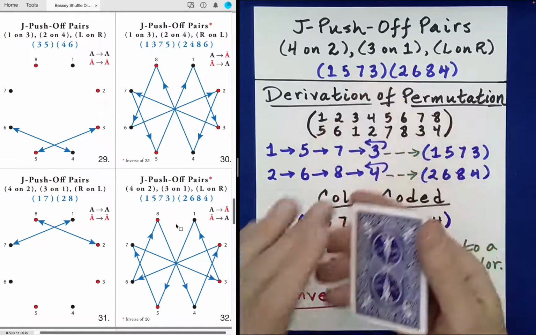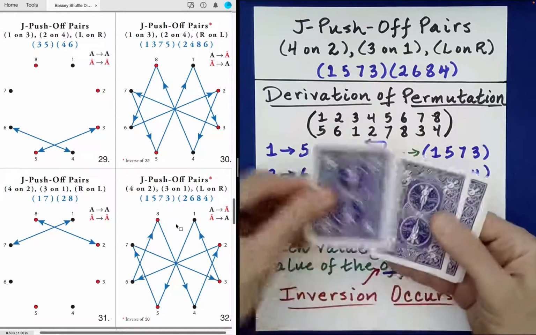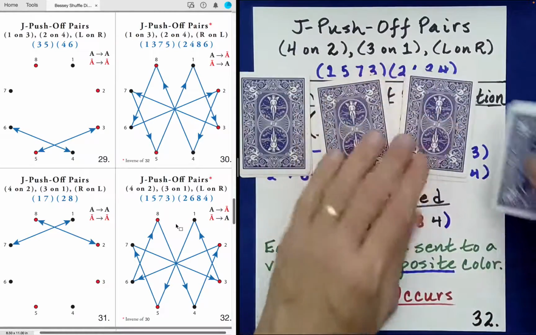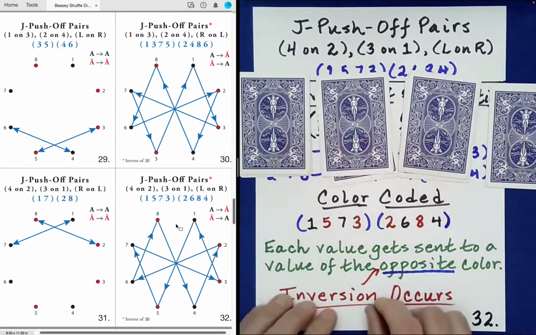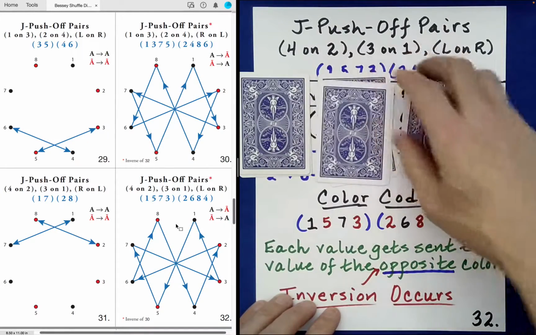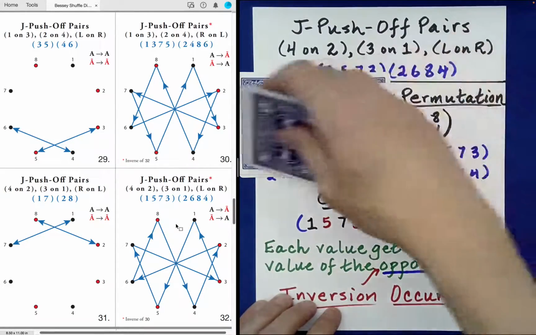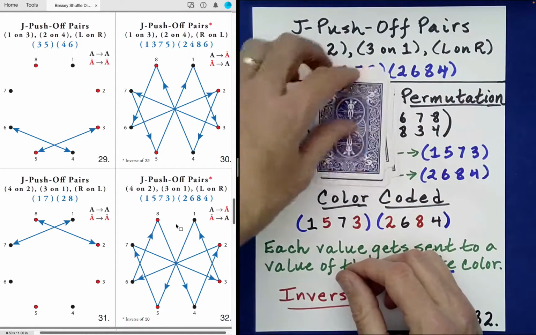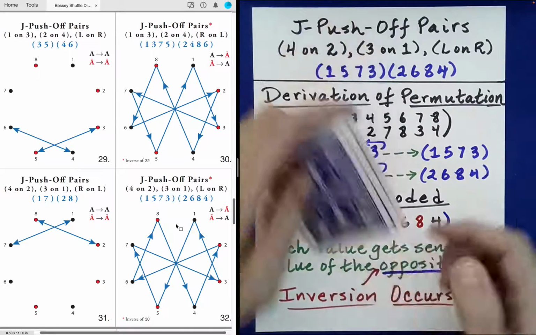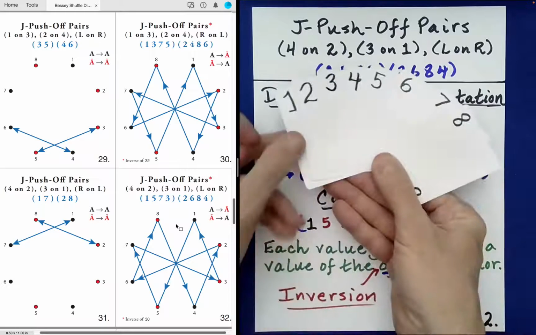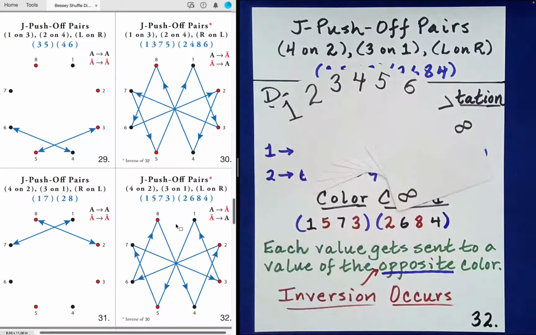So shuffle 32, we begin the same. We push off pairs. But this time the stacking is different. We're going to stack the fourth pile on top of the second, the third one on top of the first, and now we're going to stack the left pile on top of the right. And apparently this will perfectly undo the effect of shuffle 30, which it does. It returns the packet to its original order 1 through 8.